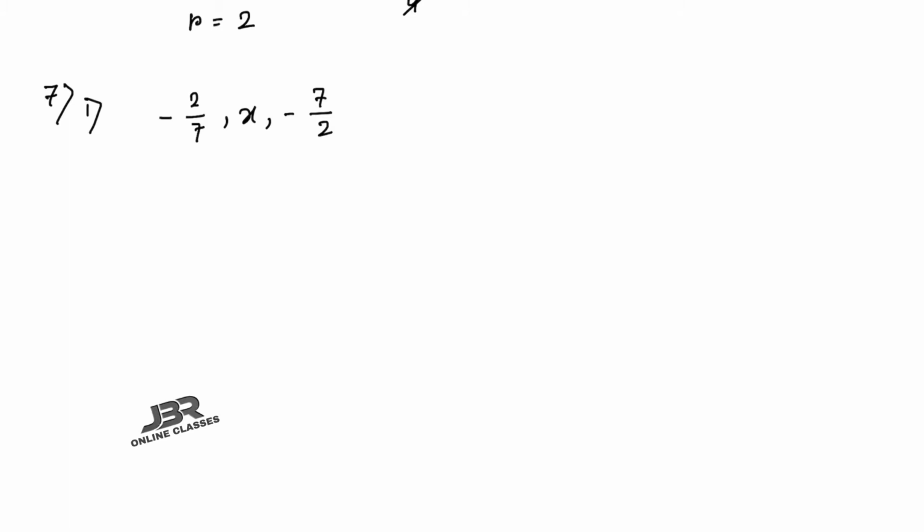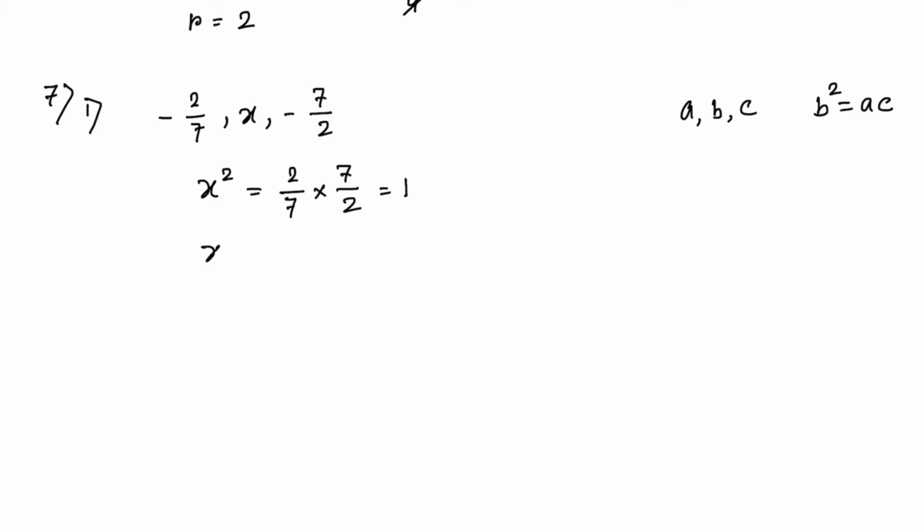So you know the formula, if A, B, C are the consecutive terms, then B square is equal to AC. So that means here you can write down x square is equal to minus, minus plus, here 2 by 7 into 7 by 2. So it becomes 1. So that means x equal to here 1.